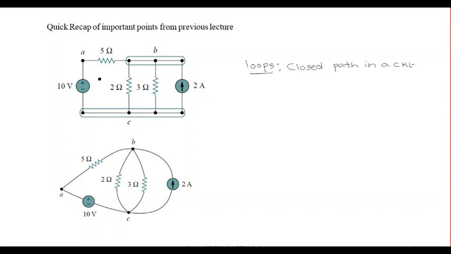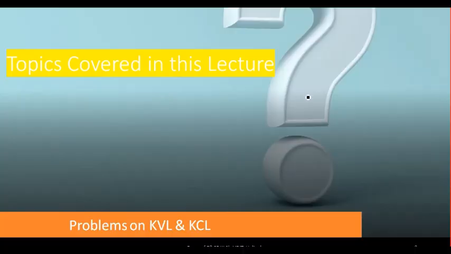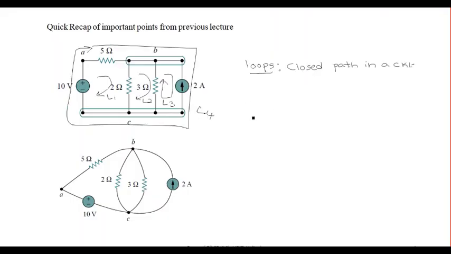I can consider this as loop 1, this one as loop 2, this one as loop 3, and also the outer loop that we have. So basically we can have 4 loops, and you can also opt for some other additional loops.